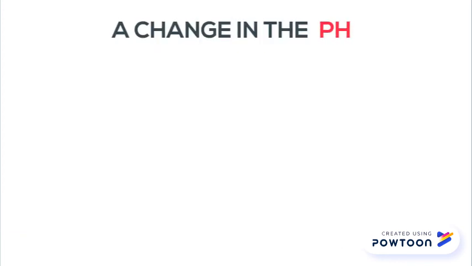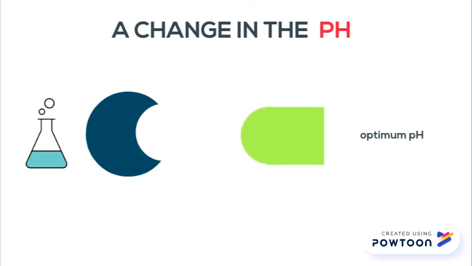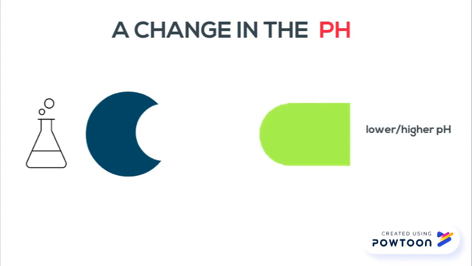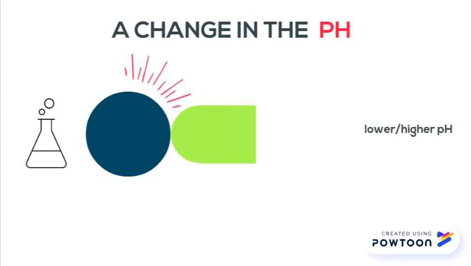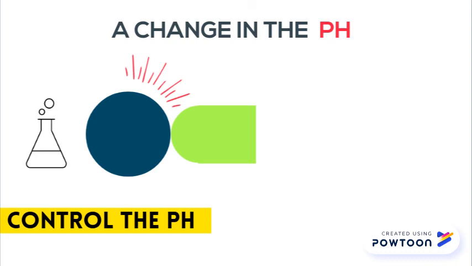Lastly, changes in pH. Changes in pH can cause the active site to change its shape or its charge. Sometimes, substrates cannot bind to their active site. To overcome this, we need to control the pH to the optimum.